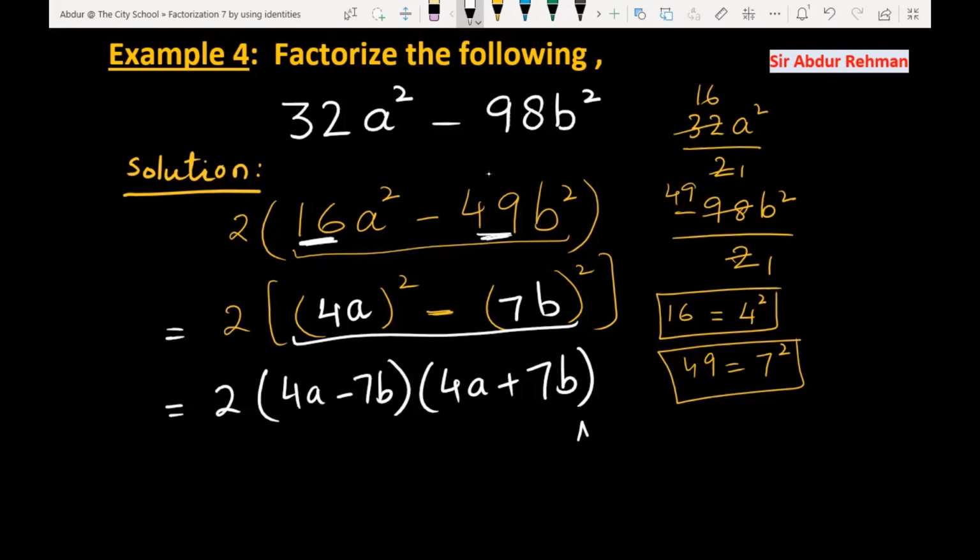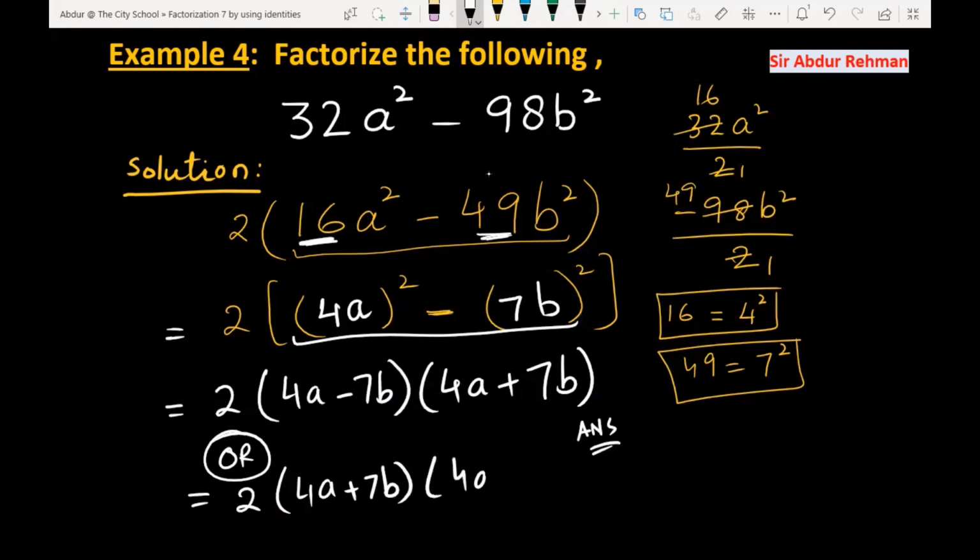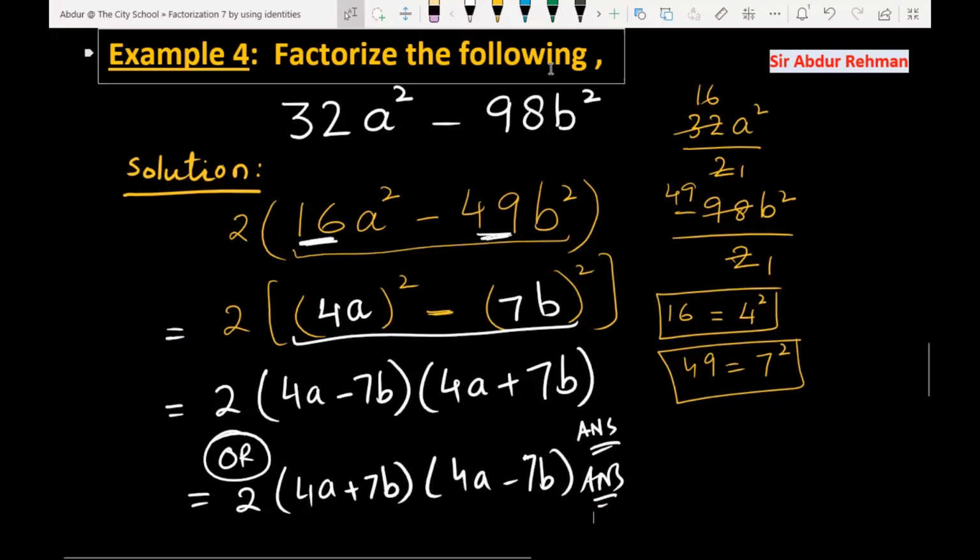This is the factorized form of 32a square minus 98b square, or we can say twice of 4a plus 7b after arranging bracket 4a minus 7b. This is also the factorized form of 32a square minus 98b square. This was the concept of quadratic expression of two terms when you are going to factorize this.